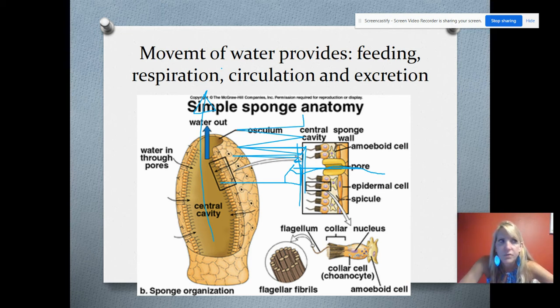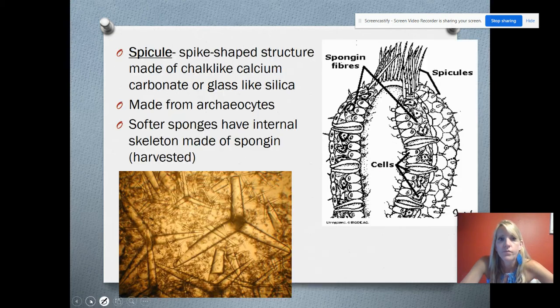Circulation. They don't have a circulatory system. They don't have a heart. They don't have blood vessels because remember, they don't have any tissues. They don't have lungs. They don't have gills because they don't have any tissues. Excretion. That just basically all goes in through their pores. They absorb what they need to, the food, the oxygen, and they excrete it out their osculum. They're very simple. That's why we learn about them first, because they're the most simple animal.